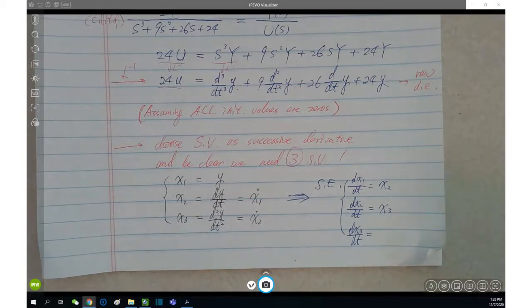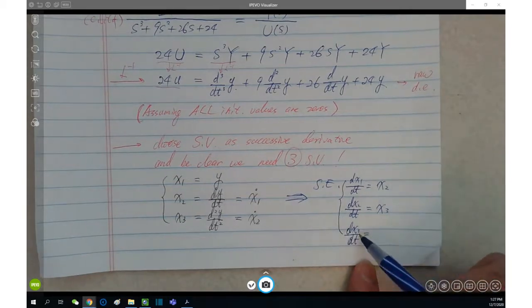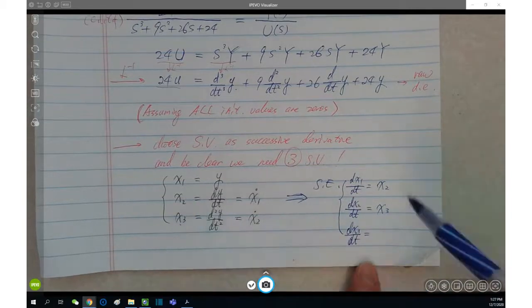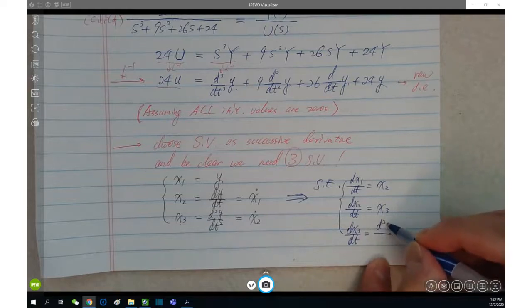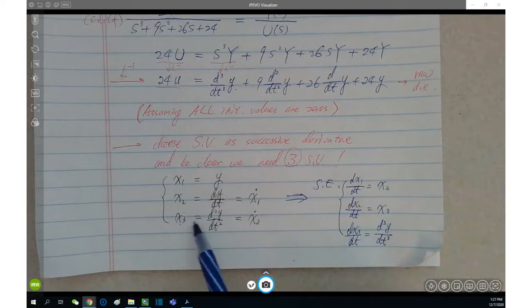Now listen, how to do this is a little bit tricky. Remember, the derivative of x3 is this guy, and the derivative of this guy equals d cubed y dt cubed. Does it make sense? You're doing one more derivative on both sides, and you end up with this. But the third-order derivative of y with respect to t equals what?